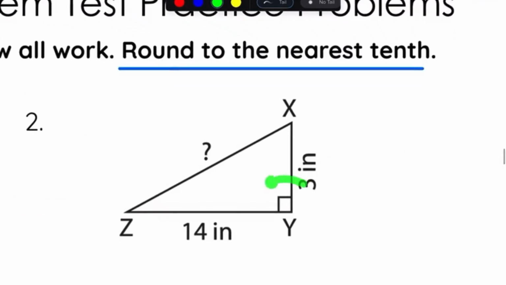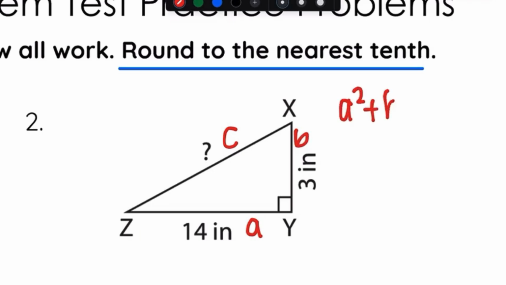Number 2, again, we're going to look for the right angle. We're going straight across, and that would be our C value. And again, A and B can be either of the legs. It doesn't matter because addition, A squared plus B squared, is commutative. So it does not matter which one is A or B.